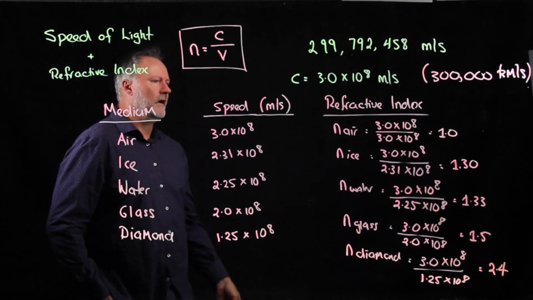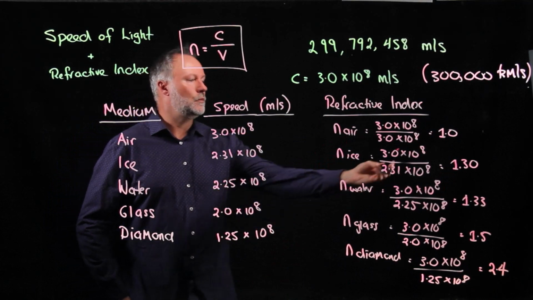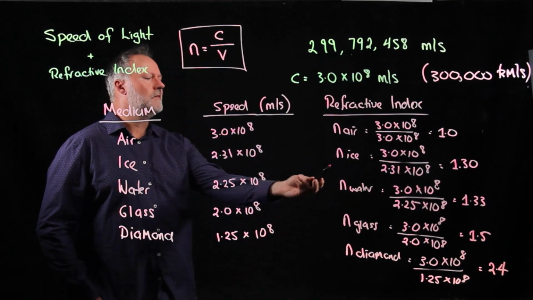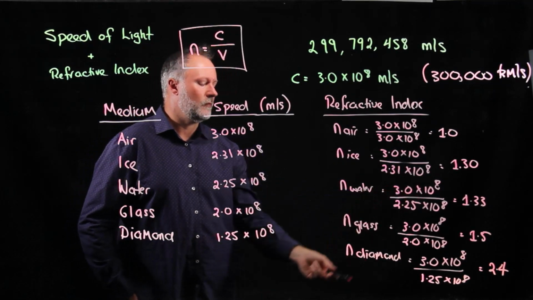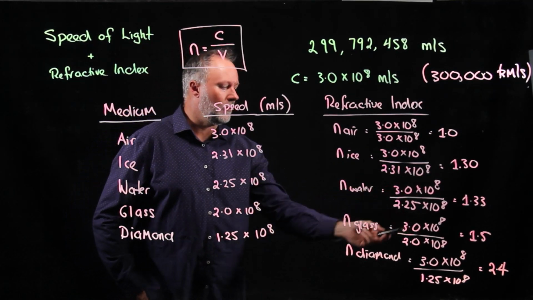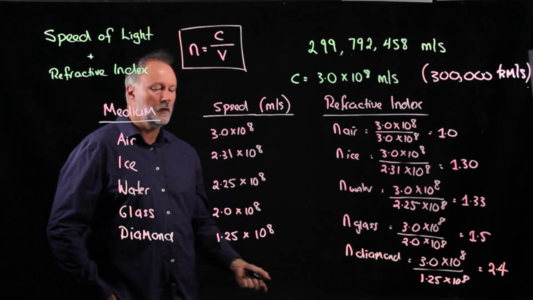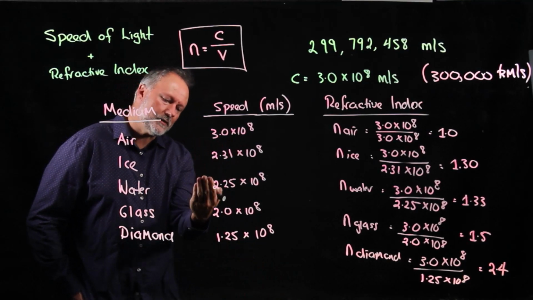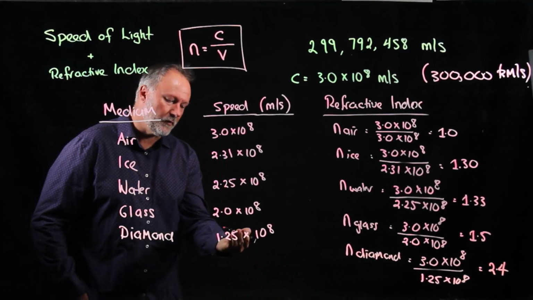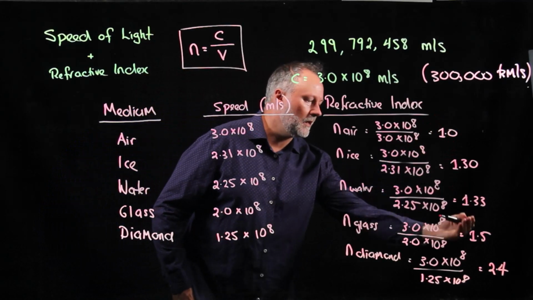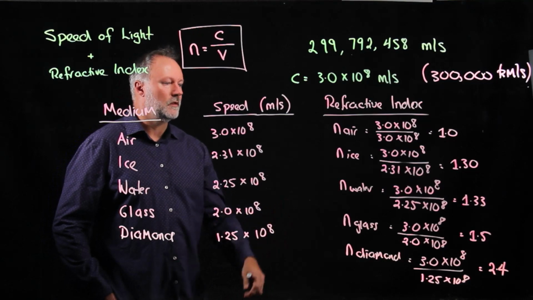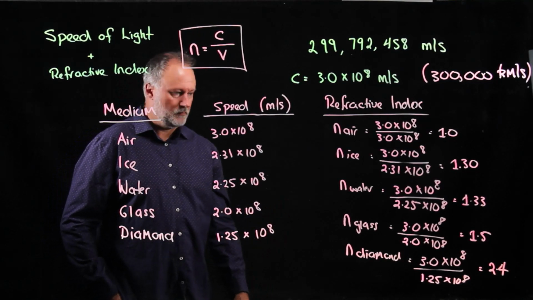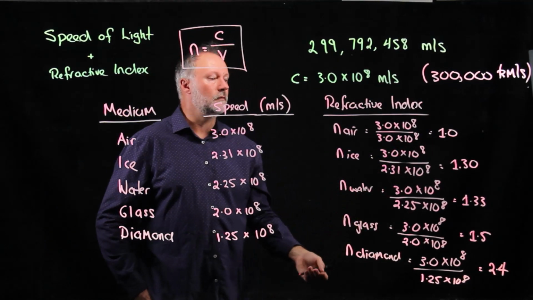So there we have it. We have the refractive index of air as 1.0. The refractive index of ice is 1.3. The refractive index of water is 1.33. Of glass is 1.5 and of diamond is 2.4. You notice that as the velocities or speed of the light decrease, the refractive index increases. So the higher the refractive index, the slower the velocity, and the lower the refractive index, the higher the velocity.